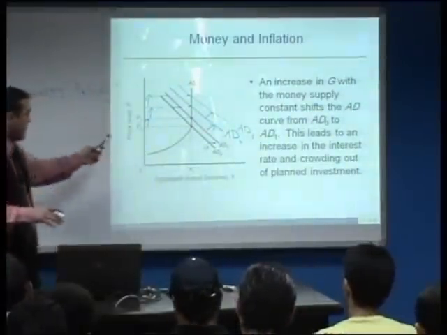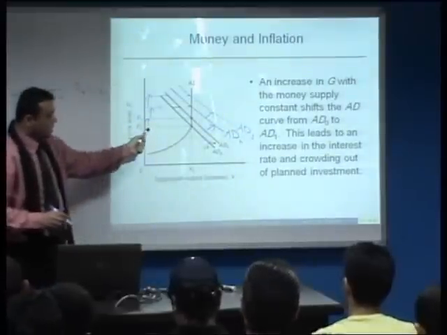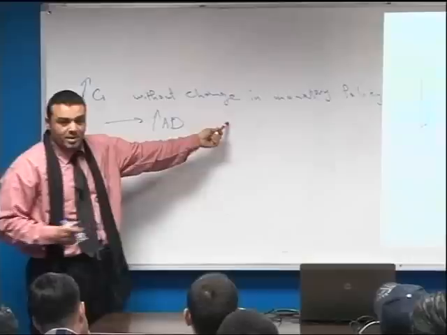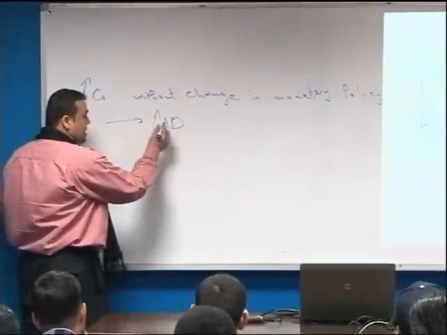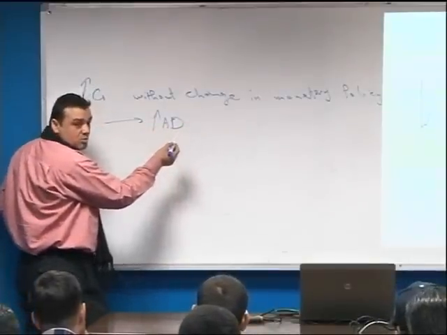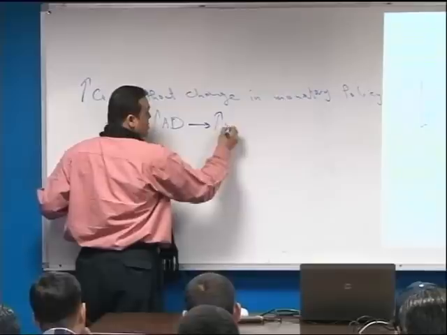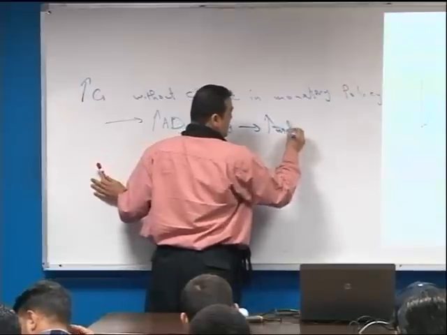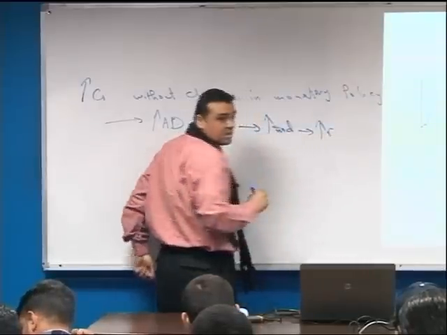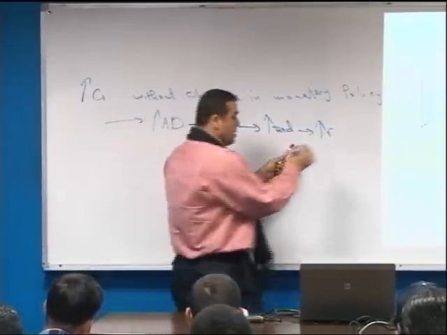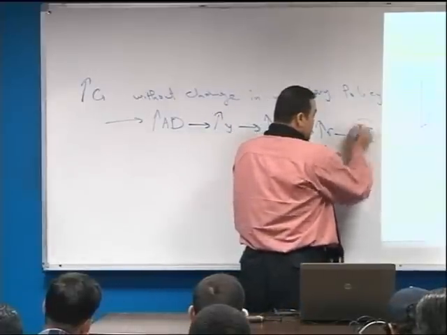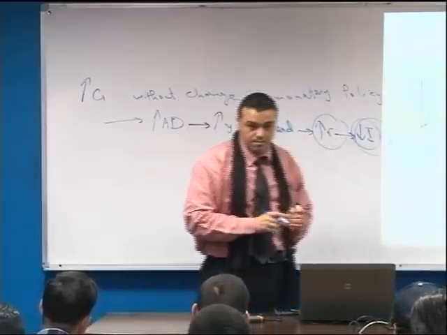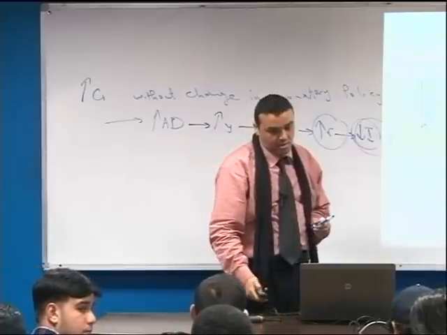Of course, this leads to an increase in the interest rate and the crowding out of planned investment. Now let's do the analysis and see what happened. The increase in government spending without a change in monetary policy increases aggregate demand, or aggregate expenditure, right? Which leads to increasing Y, increased money demand, and increased R. So this increases R and decreases I, and this is called crowding out, so crowding out would increase. Right? This is the analysis of this diagram.